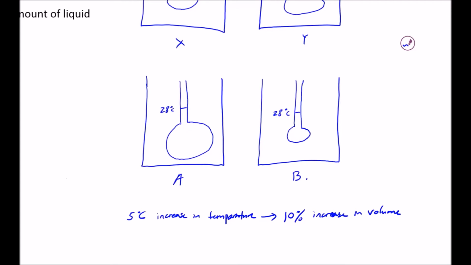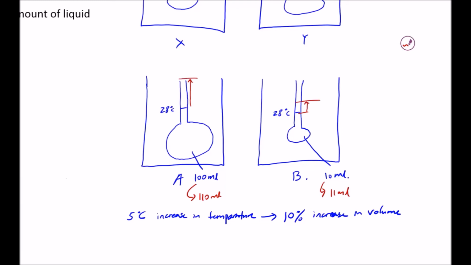So let's say that A initially has 100 milliliters of mercury inside, whereas B has only 10 milliliters. If there's a 5 degrees Celsius increase in temperature, 100 milliliters of mercury in A will become 110 milliliters, whereas the mercury in B will only become 11 milliliters. For A, this is an increase of 10 milliliters, whereas for B it is just an increase of 1 milliliter. Assuming that the capillary bore for both A and B is the same, it's logical to deduce that the mercury level in A will increase by 10 times that of B, right? So B will only go up by a bit.